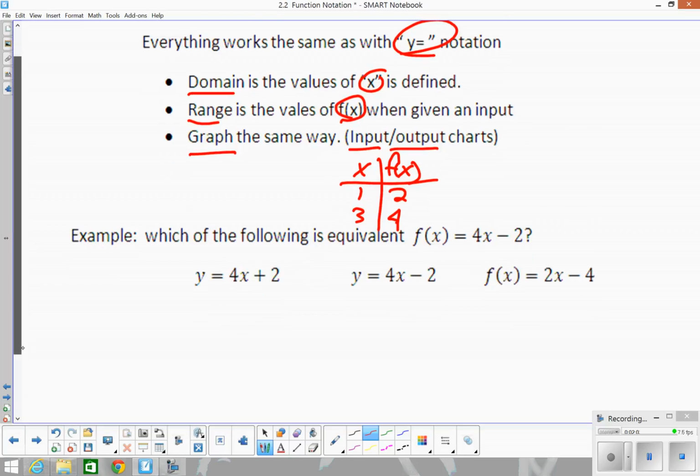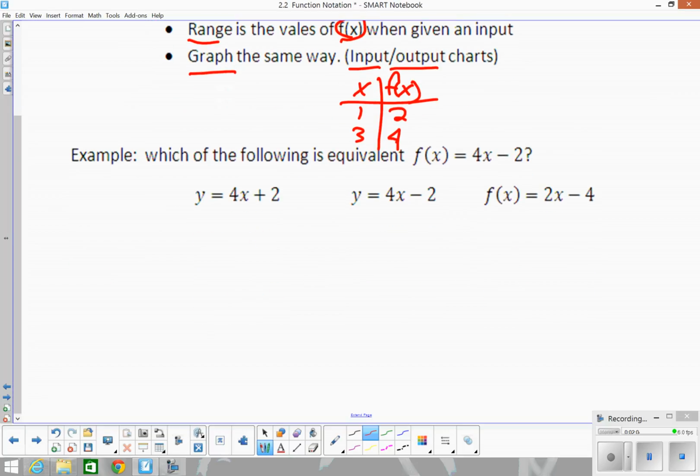Now, when we visually see a function, if I have f of x equals 4x minus 2, like I said, all that's saying is y equals 4x minus 2. So I want to go through these examples and see which one is equivalent, which one is the same. When I go through, y equals 4x minus 2, which is that one. That's my equivalent equation. All you're doing is switching out f of x for y.